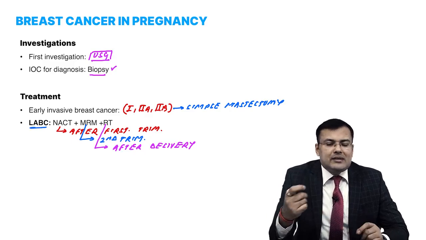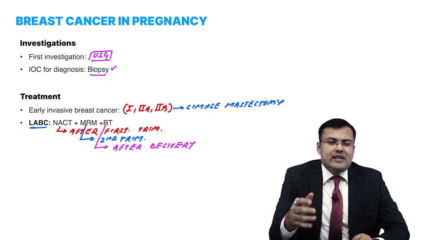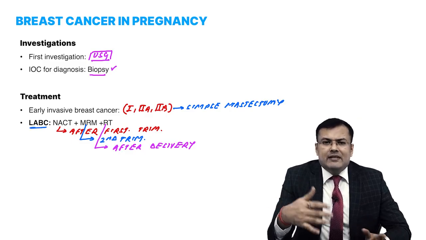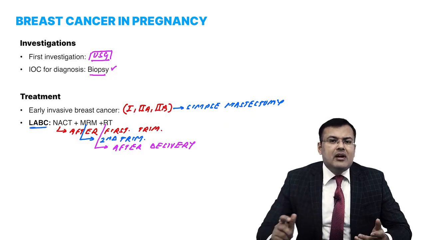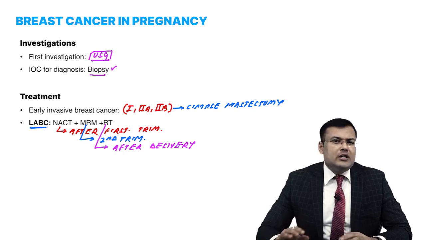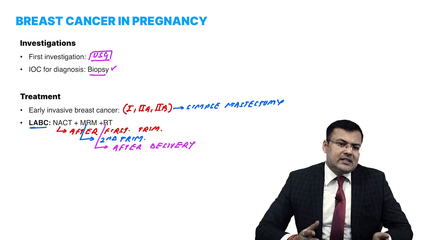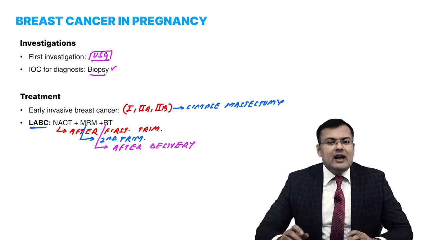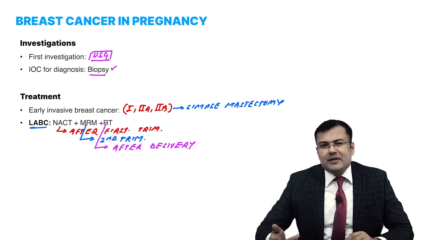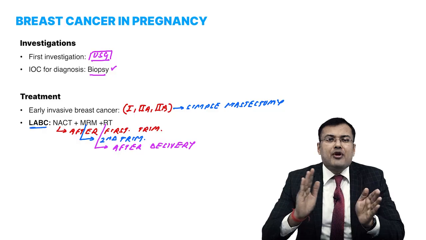So let me summarize very easily. Yes, the most common type is the same: invasive ductal cancer in pregnant as well as non-pregnant patients. Presentation is the same, lump. Investigation of choice is the same, biopsy. Treatment protocol is very similar. For early invasive breast cancer, we go for simple mastectomy, and for LABC the treatment is the same: neoadjuvant chemotherapy plus MRM plus radiotherapy, only you have to go for proper spacing.